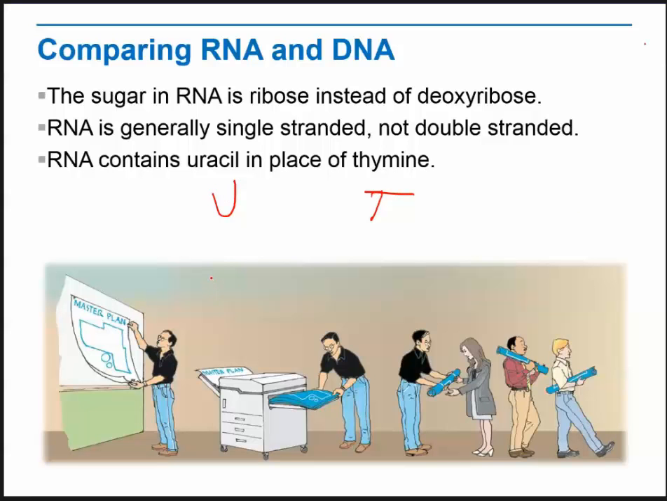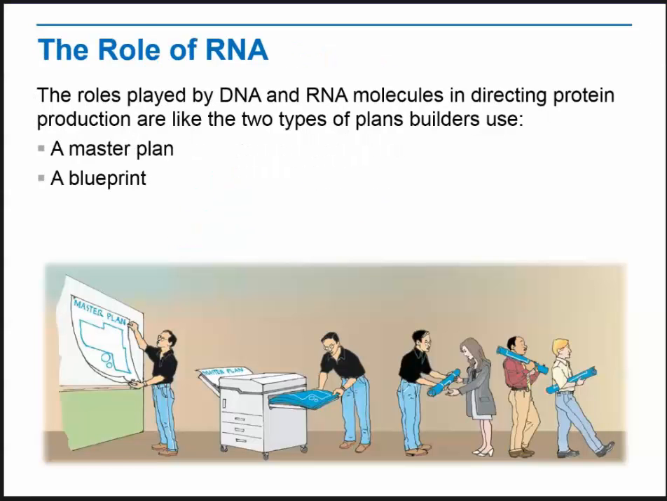So what would U be complementary to? Well, just like A pairs with T, U would pair with or be complementary to A. So adenine is complementary to, or combines with, uracil in RNA. You will not see any thymine in RNA. RNA plays an important role in the production of proteins.